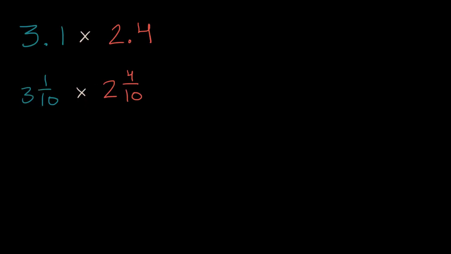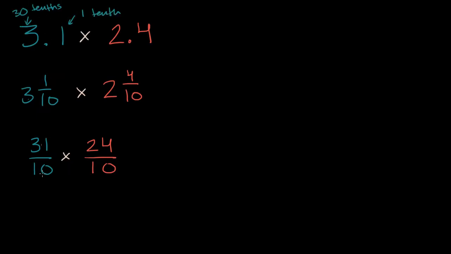So 3 is the same thing as 30/10. So 30/10 plus 1/10, this is 31/10. 2 is the same thing as 20/10. So 20/10 plus 4/10 is 24/10. Hopefully this makes sense too, that in 3.1, this 3 right over here is 30/10, and then this is 1/10. So this total is going to be 31/10. Likewise, this 2 is 20/10 plus 4/10 gives us 24/10.